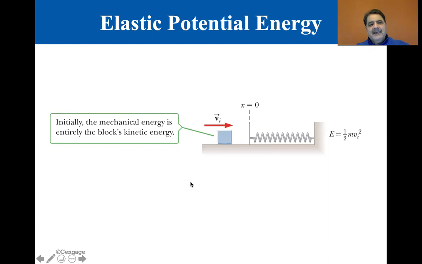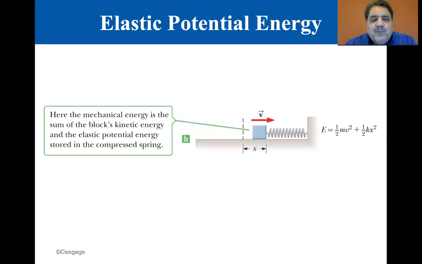Initially, you have a block, and it's sliding towards the spring, so it's got a velocity of v initial. So its energy is 1/2 m v_i squared, where v_i is v initial. And as it contacts the spring, it compresses the spring. So the kinetic energy is doing the work of compressing the spring. Here, the mechanical energy is the sum of the block's kinetic energy and the elastic potential energy stored in the compressed spring. So the energy is a combination of both.